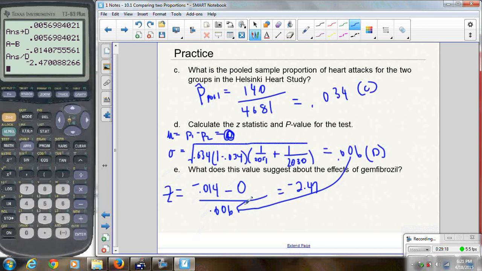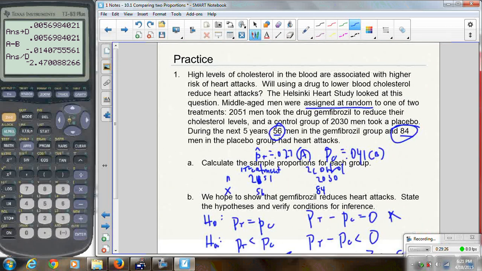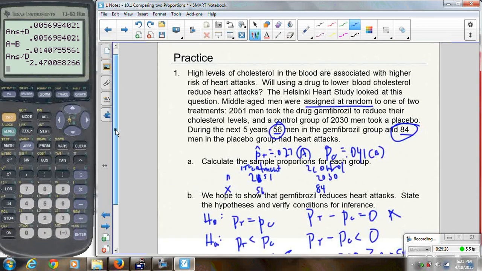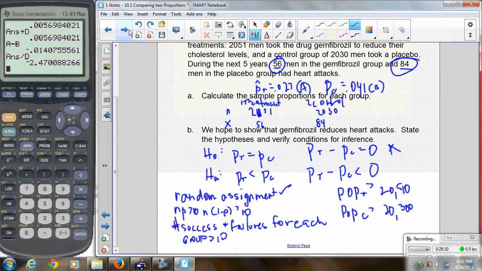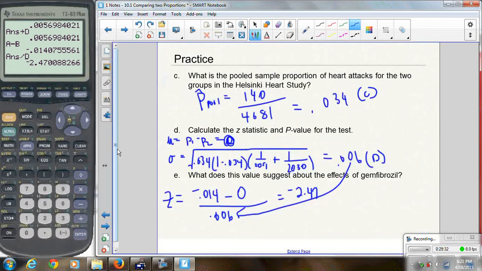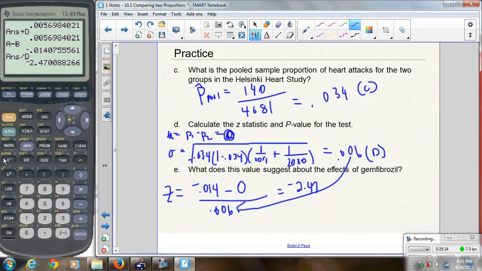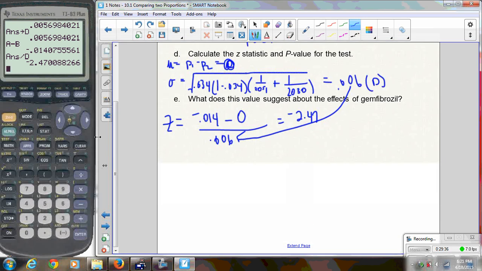Okay, so there is my z-test statistic, and if I want to find the p-value, then I'm just going back to using a normal distribution. I know the distribution is normal because we tested all those conditions down here.